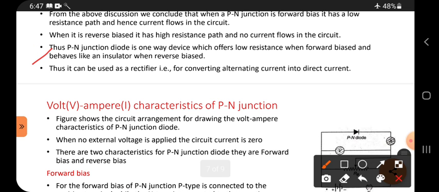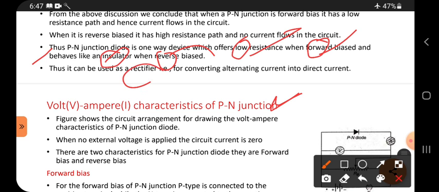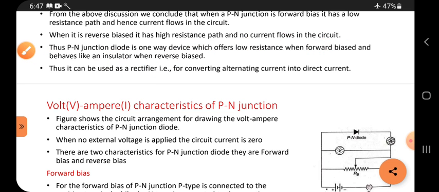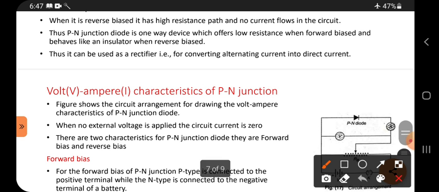Thus, the PN junction diode is a one-way device which offers low resistance when forward biased and behaves like an insulator when it is reverse biased. So in reverse bias, what does it behave like? An insulator, meaning a bad conductor. In forward bias, it has low resistance, meaning a good conductor. So it allows current in forward bias and cannot allow it in reverse bias. That is why sometimes it can act as a switch, or it is used as a rectifier. Rectifier means converting AC into DC, alternating current into direct current.